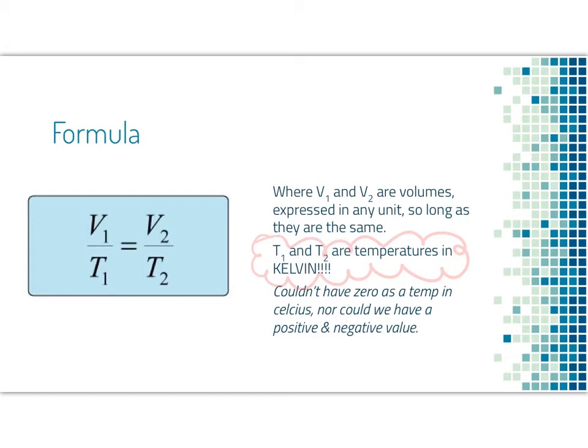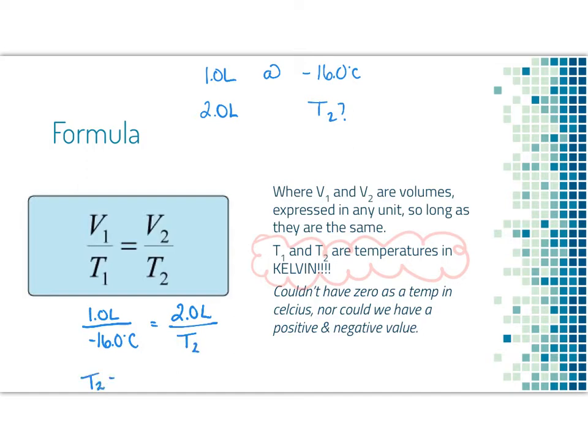So here's where I can prove why we needed Kelvin. Let's say we had 1 liter of gas at, let's say negative 16 degrees Celsius. And then we're looking at if it is expanded to 2 liters, what is the temperature? Well, I'll put these in. So 1.0 liters for V1 over T1, and let's pretend that we didn't know about Kelvin. I'm going to put it in degrees Celsius, even though I know it's wrong, just to prove what's wrong. So T2 is what?